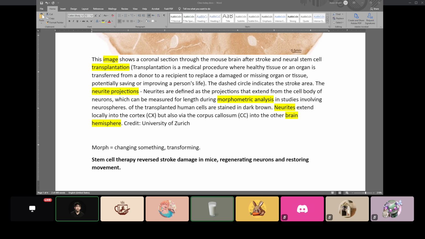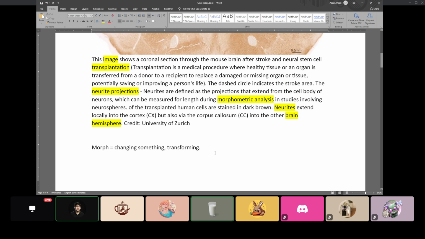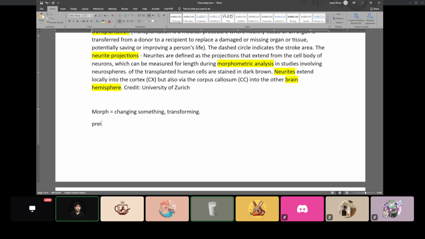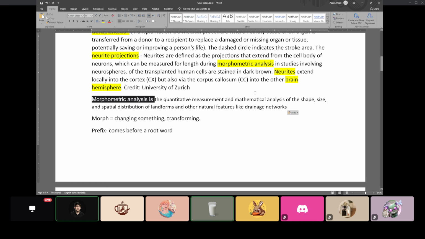And this is how you learn English. You do not have to learn all the words. If you master some, let me tell you, if you master prefixes and suffixes. A prefix is the word that comes before a root word, and a suffix comes after a root word. And in this case, morph is a root word, I presume.